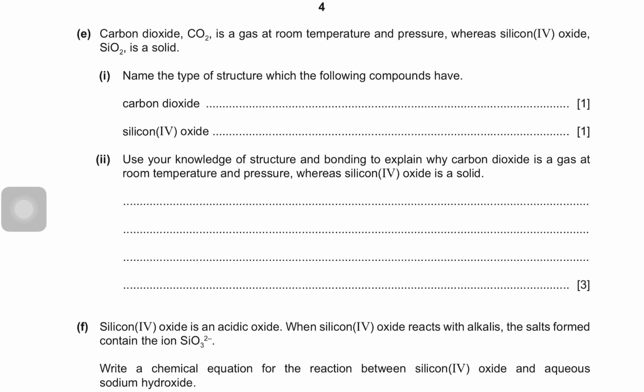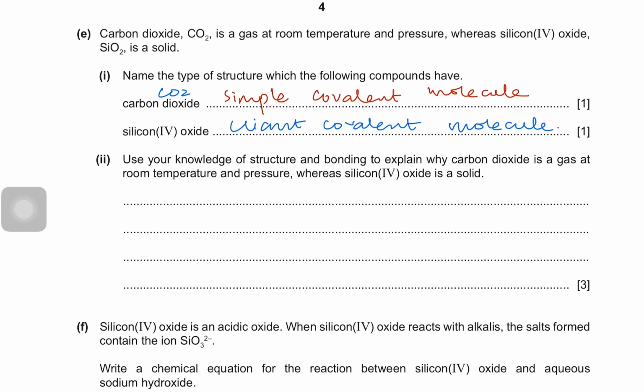Name the type of structure which the following compounds have. Carbon dioxide, CO2, is a simple covalent molecule. And when you talk about silicon dioxide, you should say that it's a giant covalent molecule.